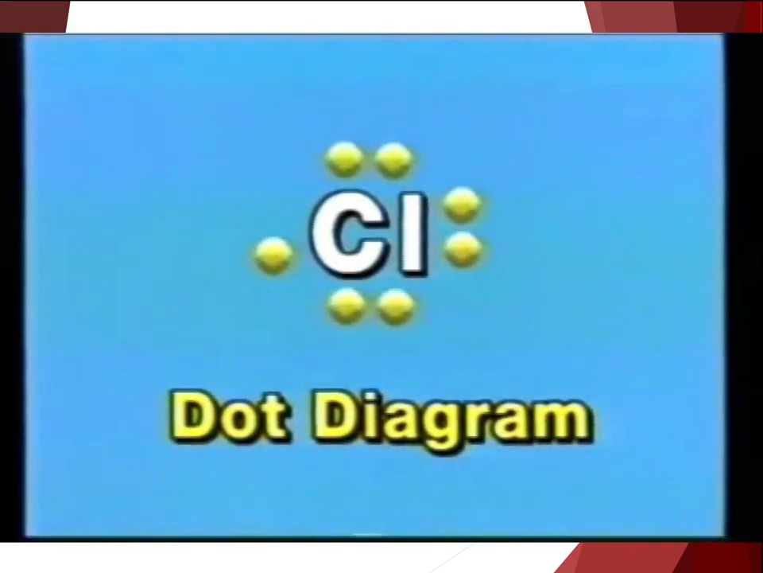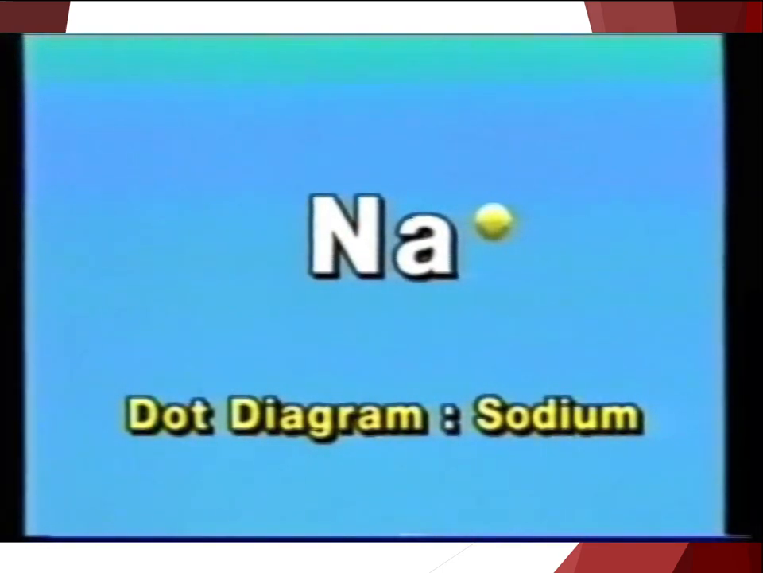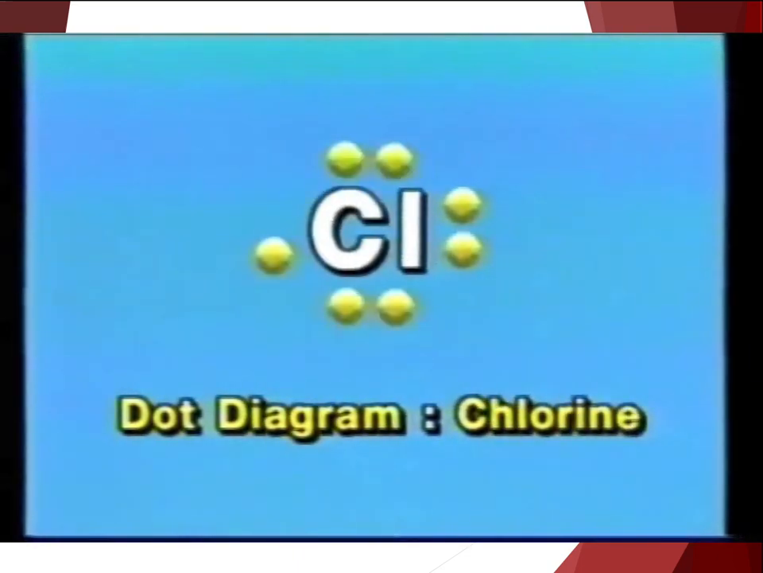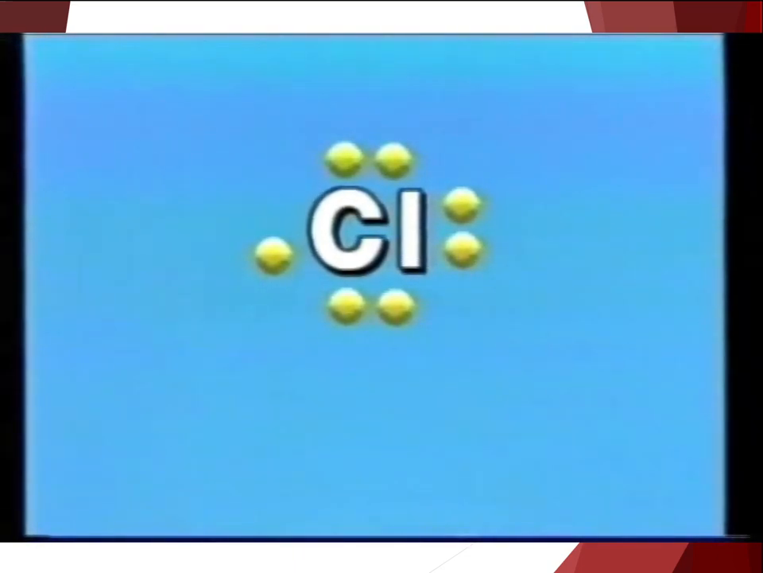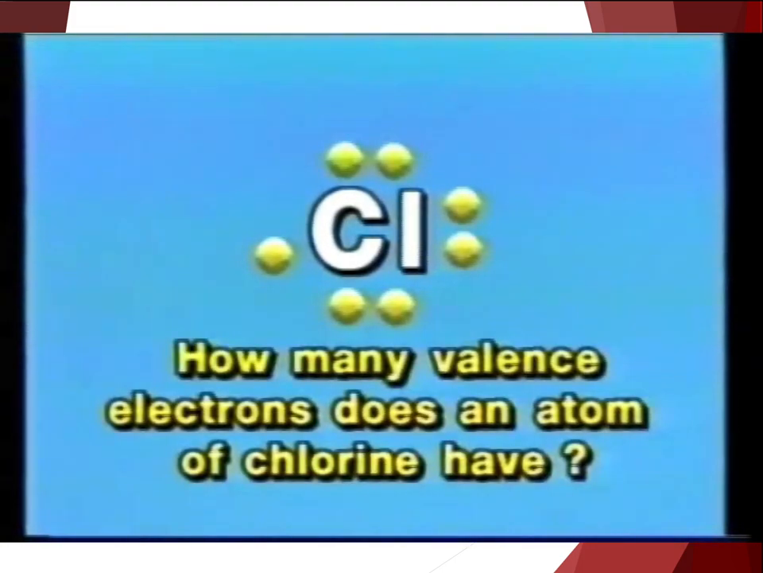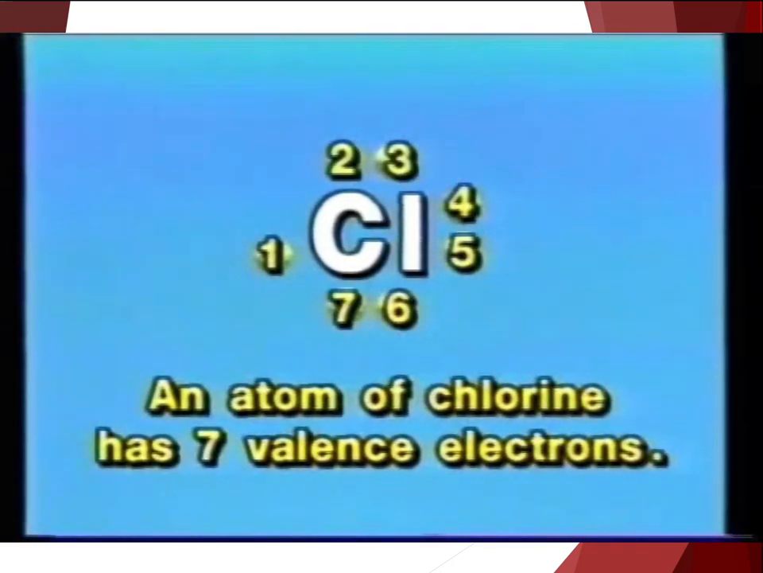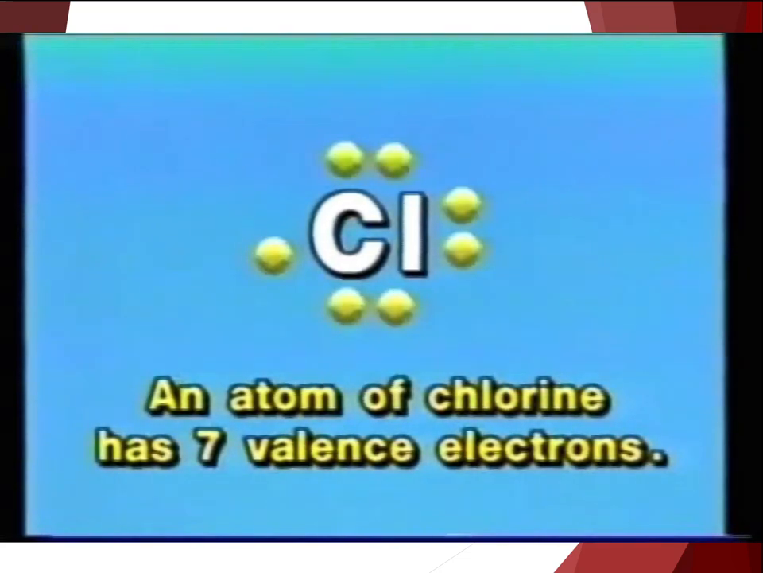Scientists use a dot diagram to represent the number of valence electrons in an atom's outermost energy level. Here, for example, are dot diagrams for the elements sodium and chlorine. According to the dot diagram, how many valence electrons does an atom of chlorine have? An atom of chlorine has 7 valence electrons. You can tell this by the number of dots shown in the diagram.